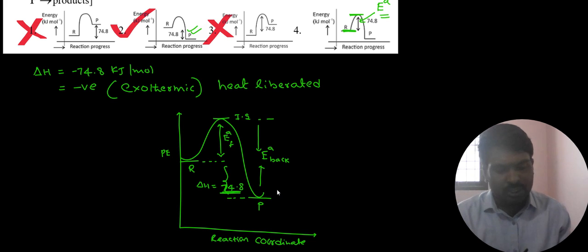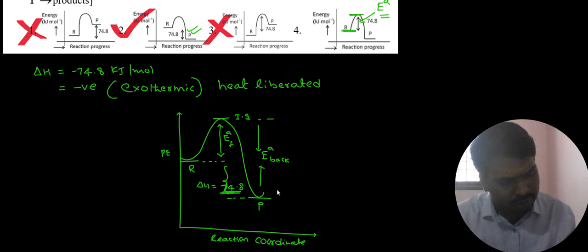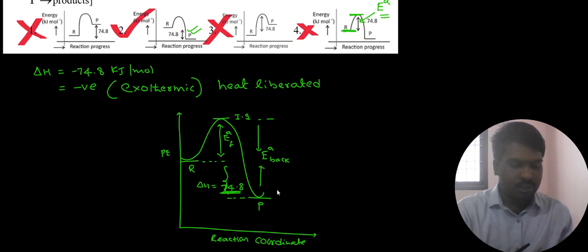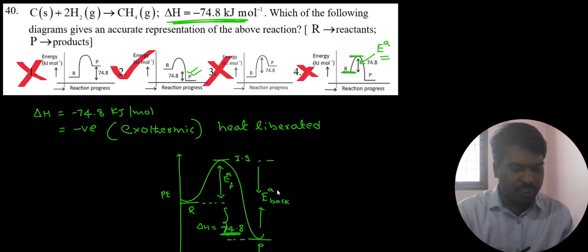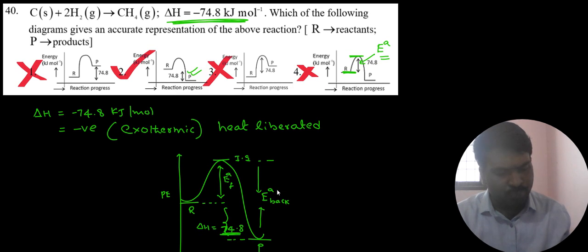Okay, so which graph is the right answer? Option 2 is the right answer. Option 4 is also wrong. So I hope everyone understood this solution. Then move to the next question.